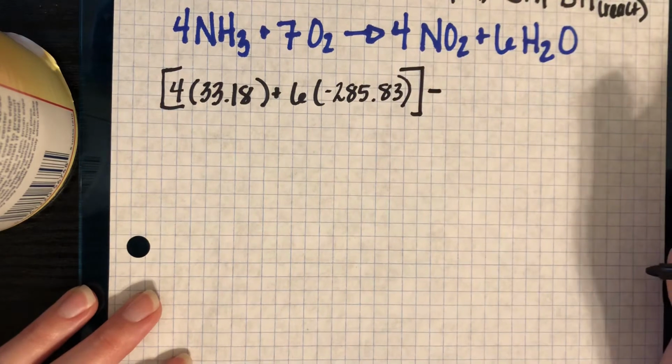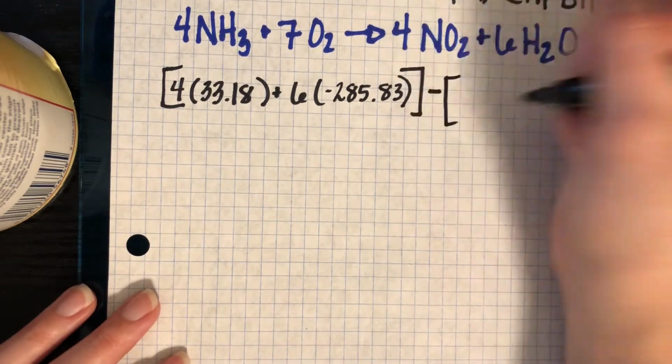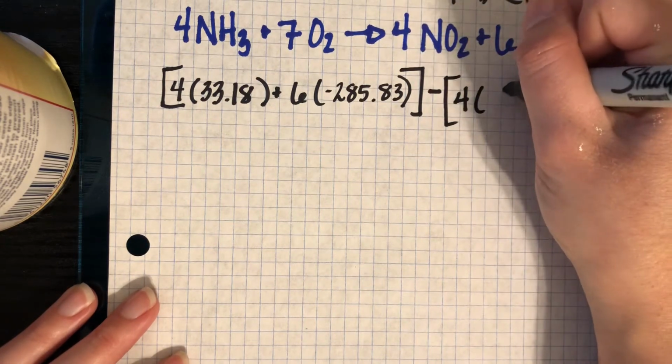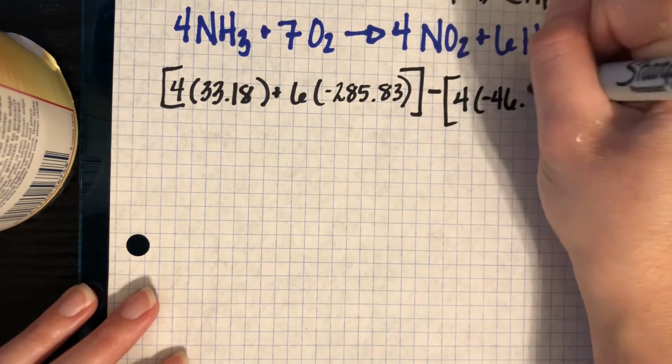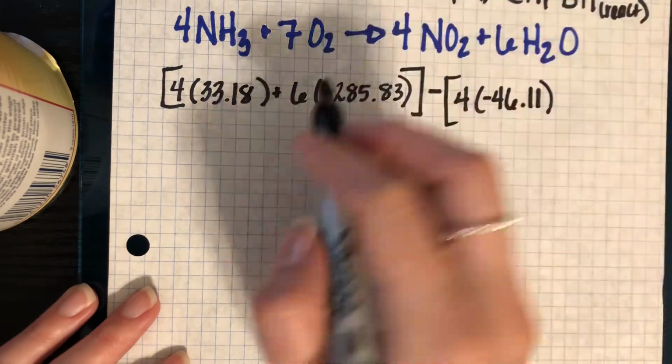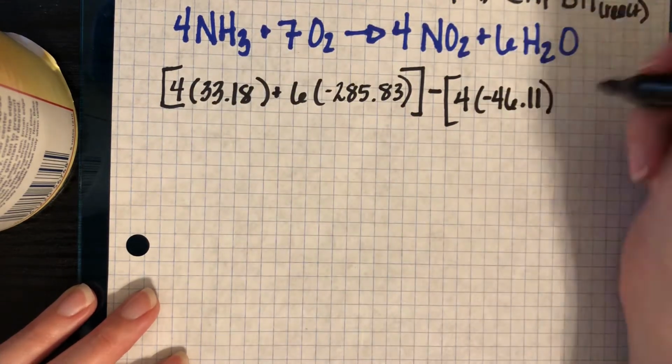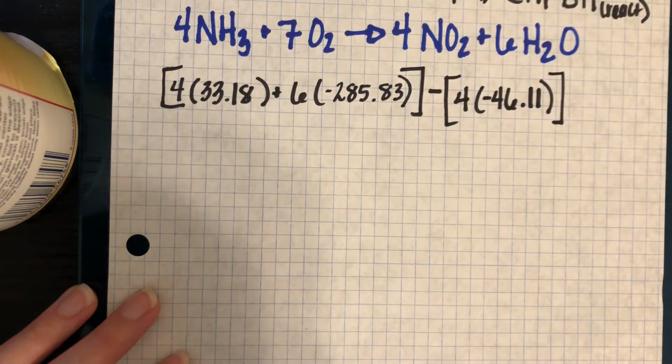Now I'm going to subtract reactants. Open my brackets again, and we're going to have 4 times negative 46.11. And then, as you know, this is an element, so it's 0. 7 times 0 is 0, so I'm not even going to bother writing it. And I'm going to close my brackets.